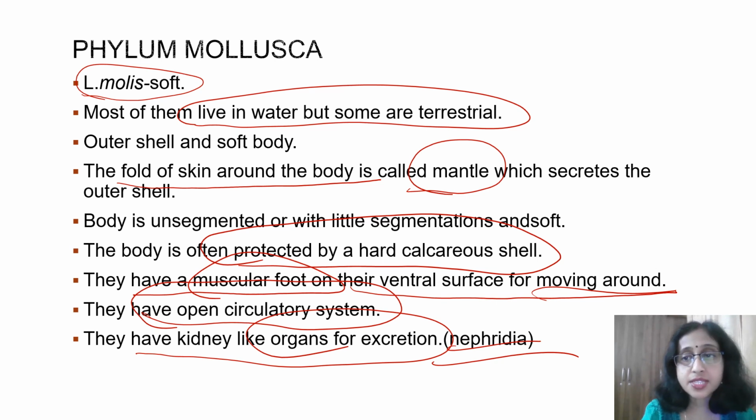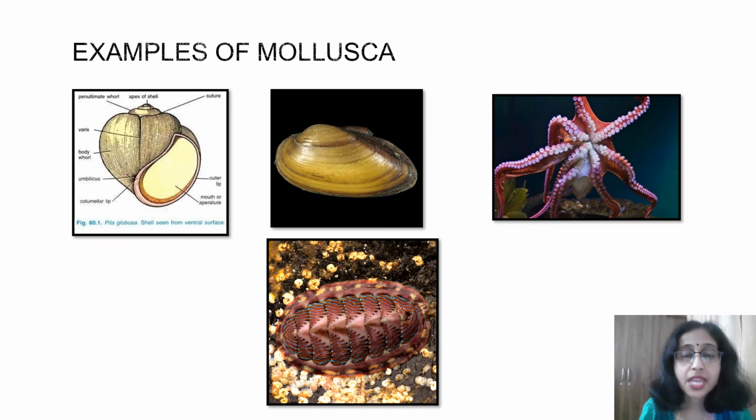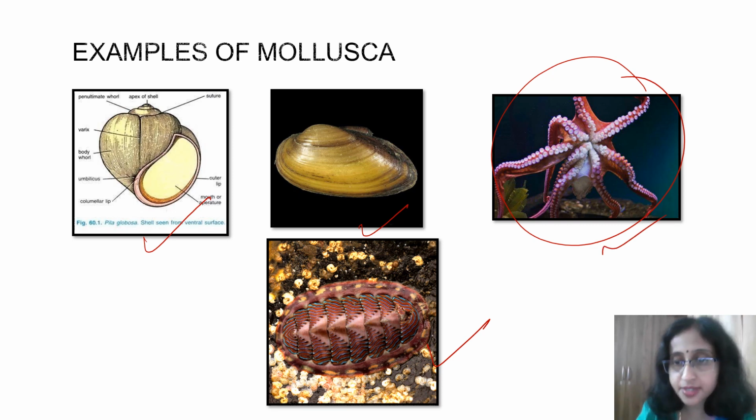Now next comes the examples of phylum Mollusca. The first example is Pila, second is Unio, then Chiton, and this one is the octopus. As we discussed about the characteristics in the previous slide, here we can see they have a hard exoskeleton or calcareous shell outside, and the inside part is the soft body of the organism.